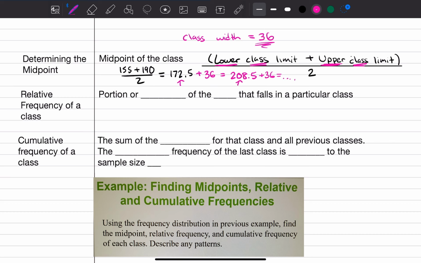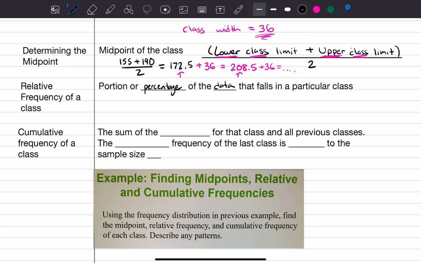Okay, next thing we're going to talk about is relative frequency of a class. So this is a portion or percentage of the data that falls in a particular class. So what percent of the data falls in a class?